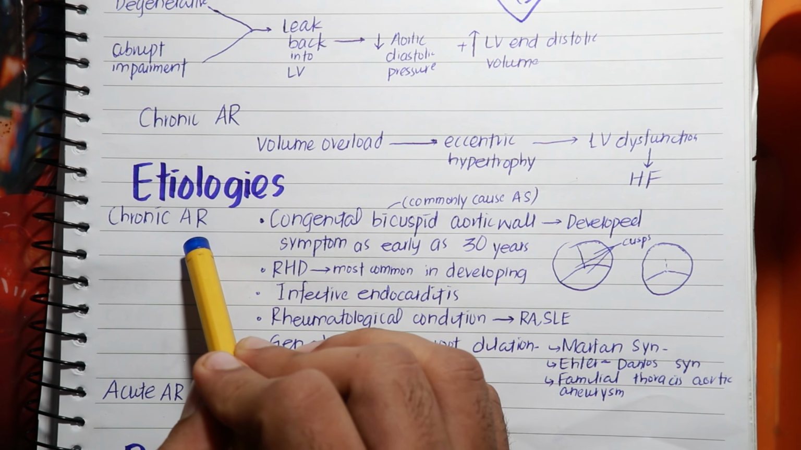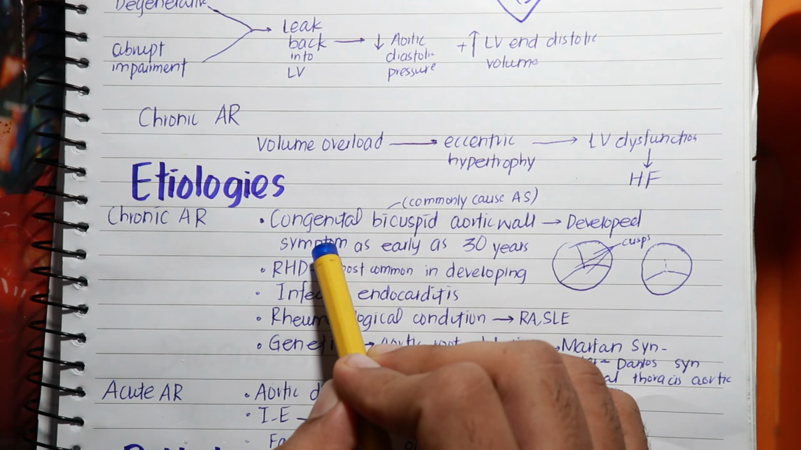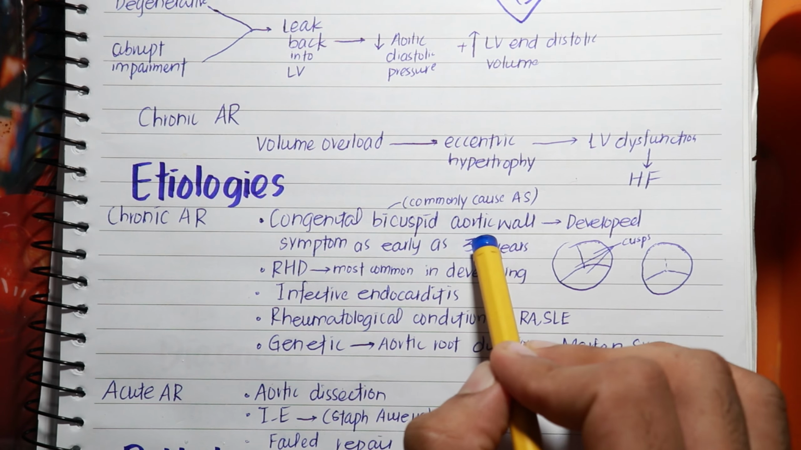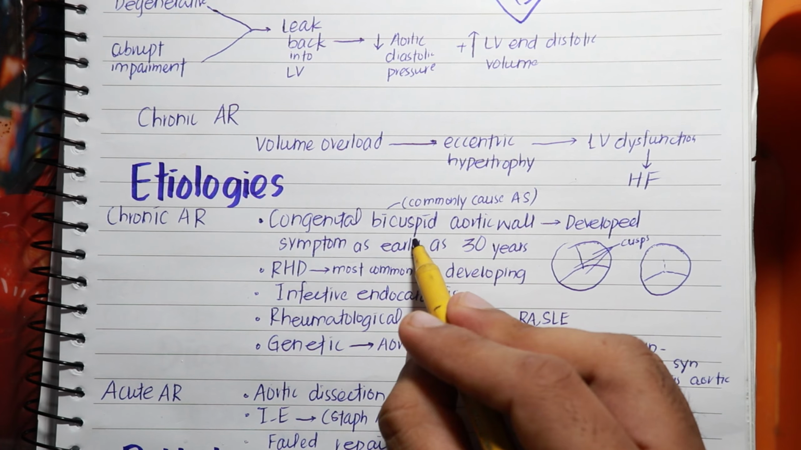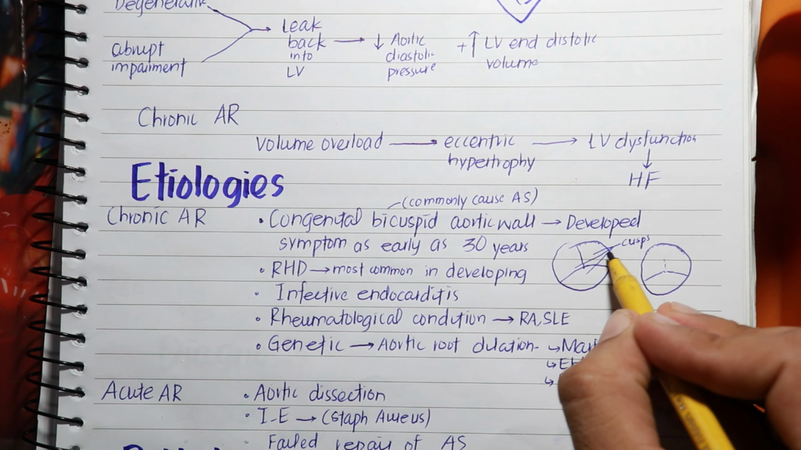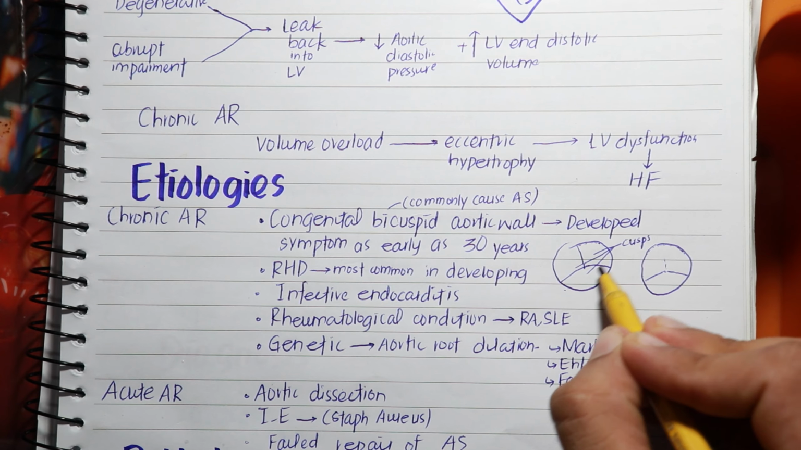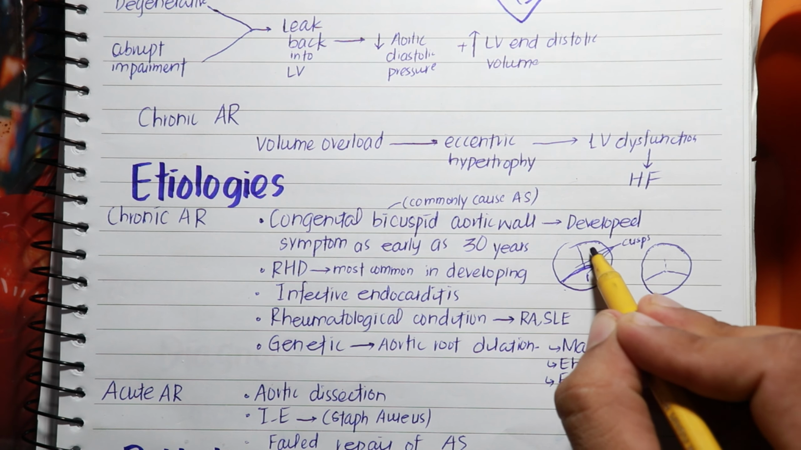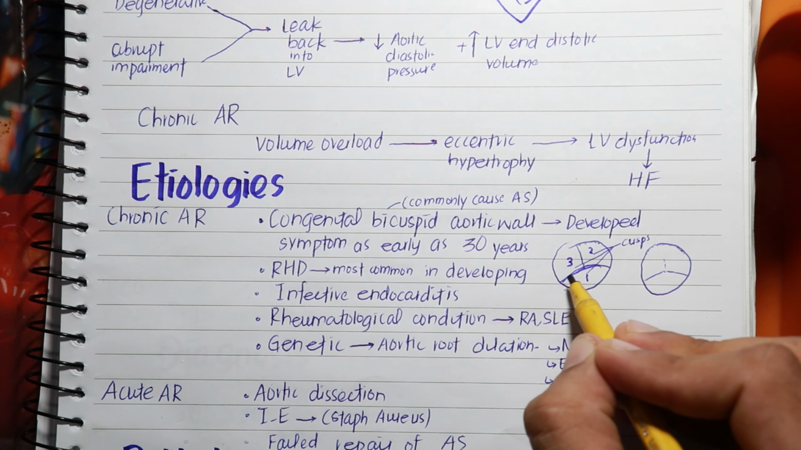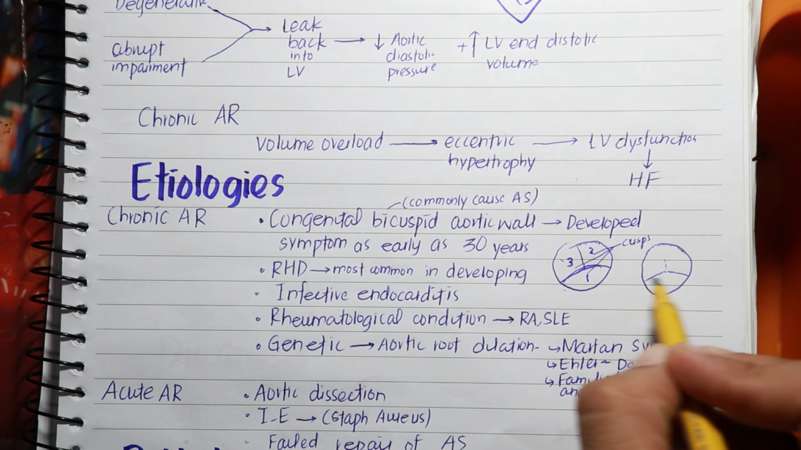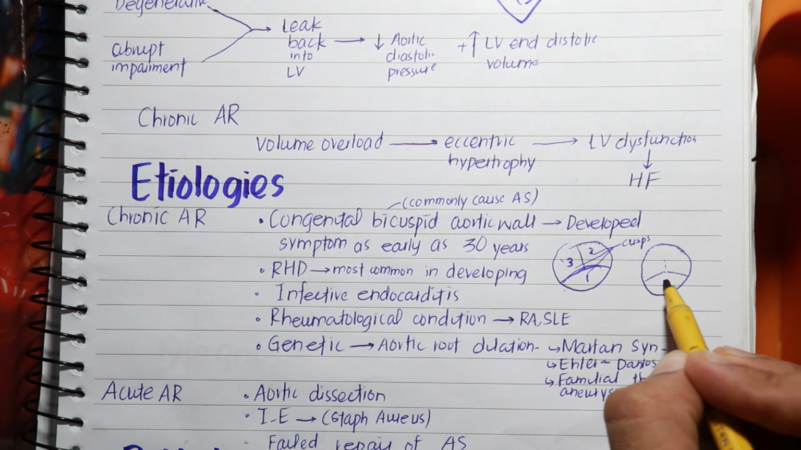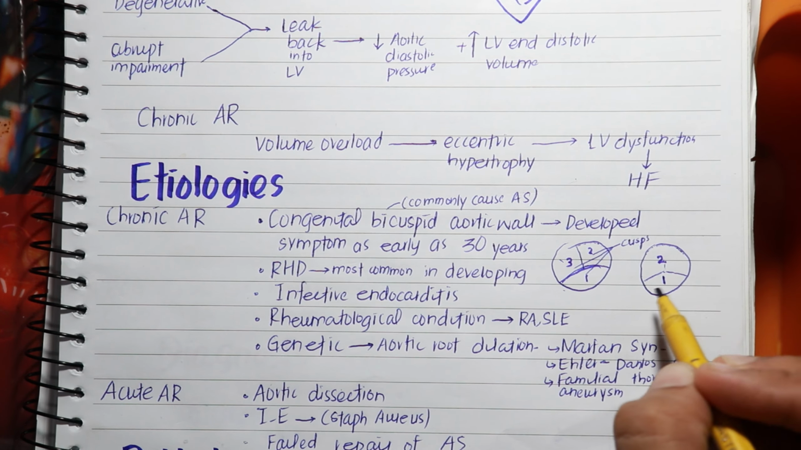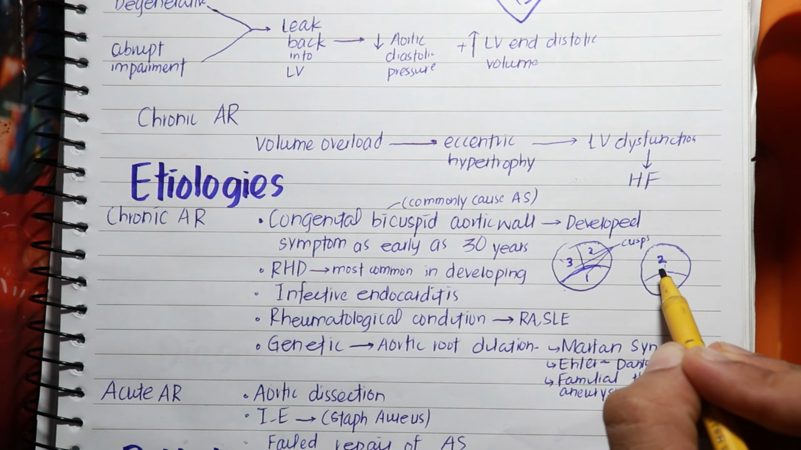In chronic aortic regurgitation, the number one cause is congenital bicuspid aortic valve. So what does congenital mean? By birth, bicuspid aortic valve. Normally the aortic valve is like this one. It has three cusps. This is one cusp, this is the second cusp, and this is the third cusp. But in congenital bicuspid aortic valve, one cusp is not fused into the other. So there are totally two cusps, one in this one and the second this one. So there is more pressure on this valve which can lead to aortic regurgitation.